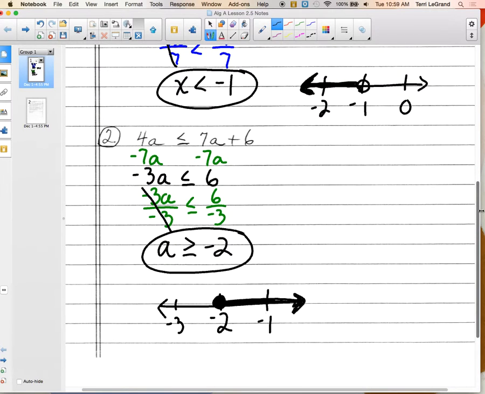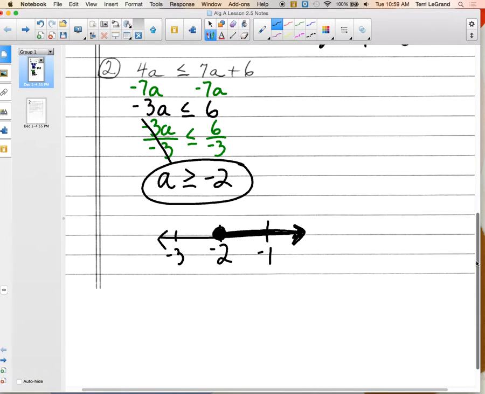What would be a really easy number if you wanted right now to check it and see if you shaded the right way? What would be a really easy number that's in our shaded region to check with? Make it 0. Because 4 times 0 is 0, so we'd have 0 is less than or equal to 7 times 0 is 0, so 0 plus 6. So we'd end up with 0 is less than or equal to 6. Is that true? Yes. I'm feeling pretty good about our shaded region. Okay, any questions on solving them when you have variable terms on both sides?